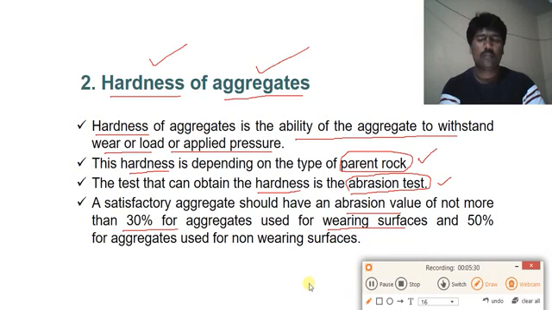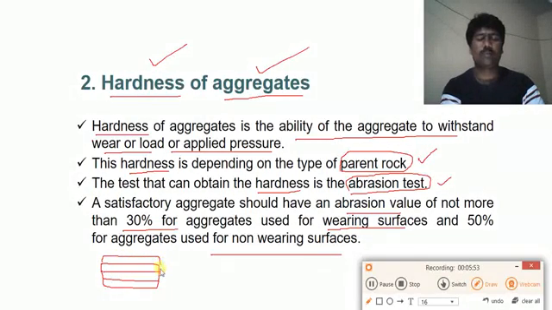And also, if you use these aggregates for non-wearing surfaces, suppose you are constructing a road, there are 3-4 layers. For example, this is the subgrade, this is a subbase, and this is a base course. On the top of this, there is a wearing course. This is about transportation engineering, which is also one of the branches of civil engineering, where you will get to know how these roads are constructed. So these layers of the roads are classified like this.